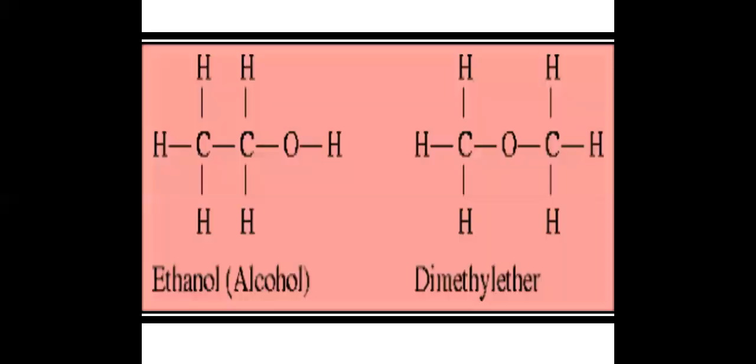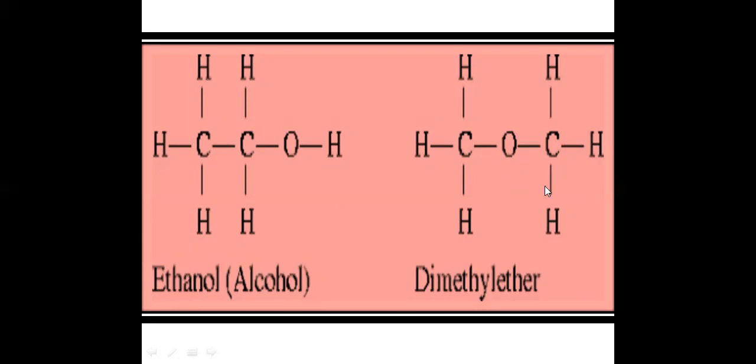If you see this, we have two carbon atoms and one, two, three, four, five, six hydrogen atoms and one oxygen atom. So C2H6O is the molecular formula for ethanol, which is an alcohol. And again, if you see here, two carbon atoms and six hydrogen atoms and one oxygen atom. This compound is also C2H6O.